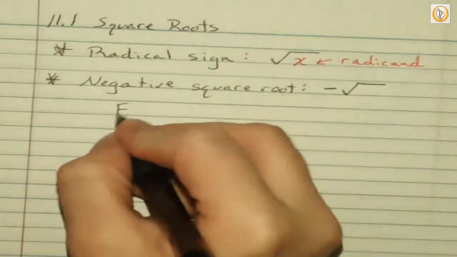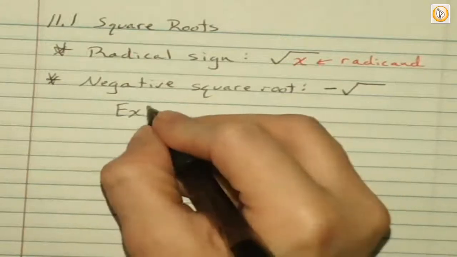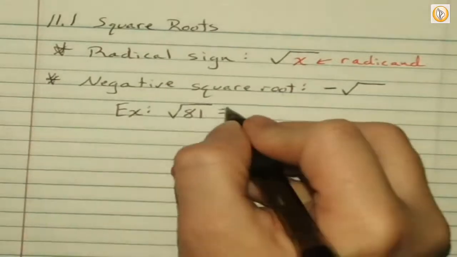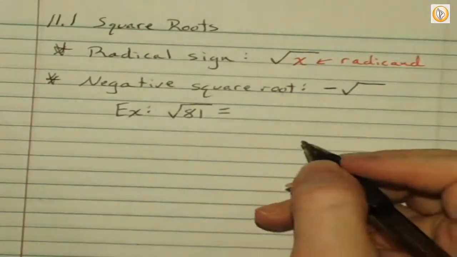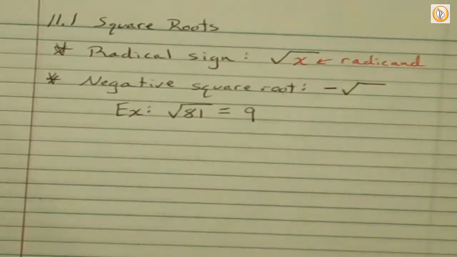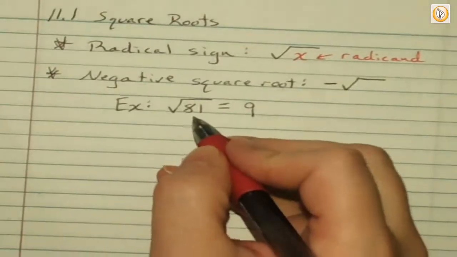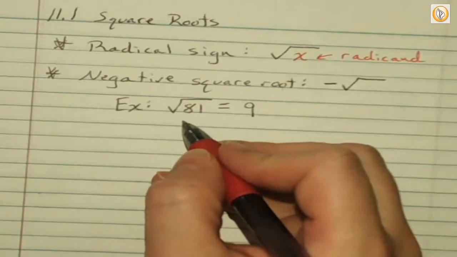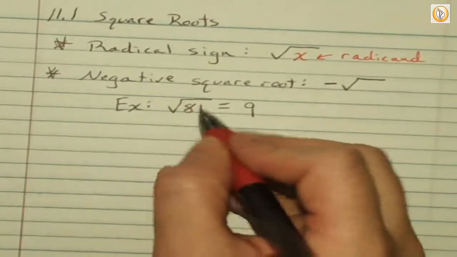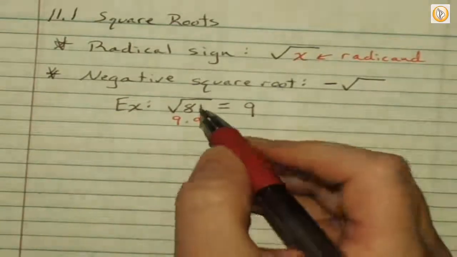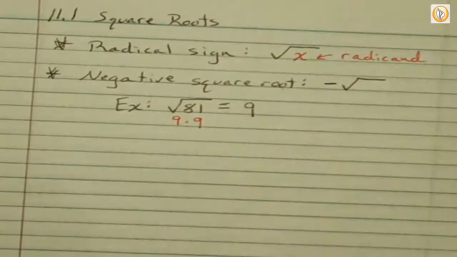For example, what is the square root of 81? Raise your hand. 9. And those of you that may have forgotten, what this is saying is what one number, when multiplied by itself, will get you 81. 9 times 9 gives you 81. So the square root of 81 is 9.